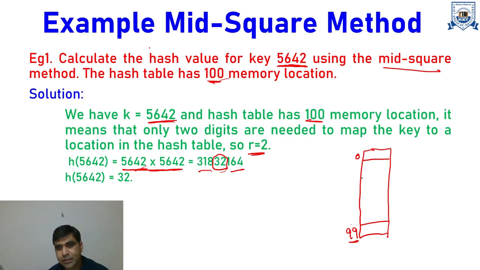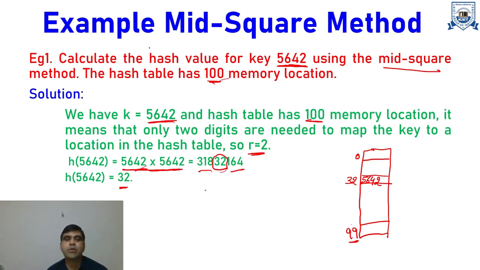So it simply means that somewhere on this table, at index 32, we will store this value 5642. This 32 is nothing but the address or index in the hash table where we will store this key value 5642.